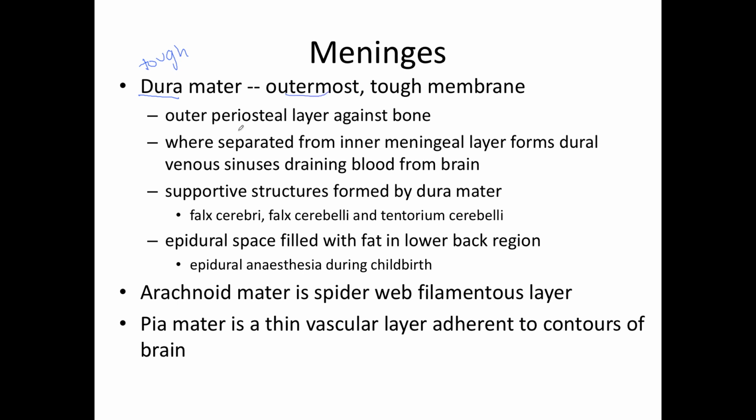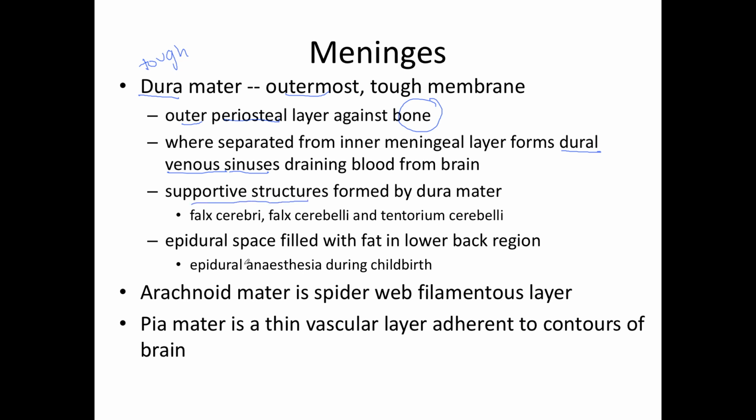So it actually has two layers. There's an outer periosteal layer, which means next to the bone. And there's an inner meningeal layer. And in a couple places, they separate from each other to make little pockets where venous blood accumulates. So these are called dural venous sinuses. And these drain blood from the brain after the brain has used up the oxygen and glucose in there. And it's also where your cerebrospinal fluid gets dumped into.